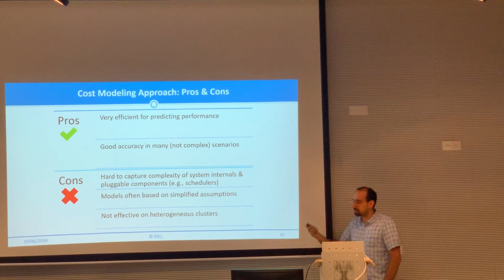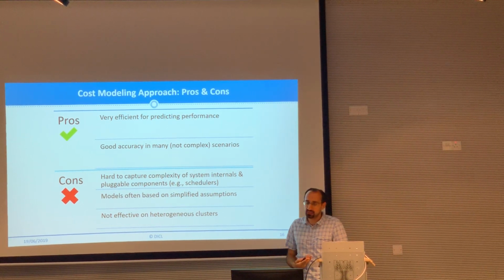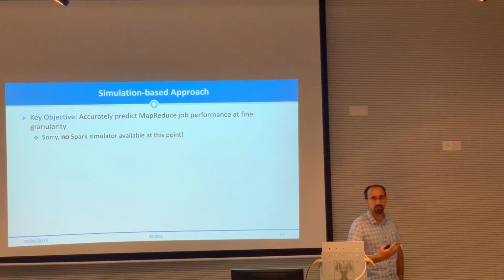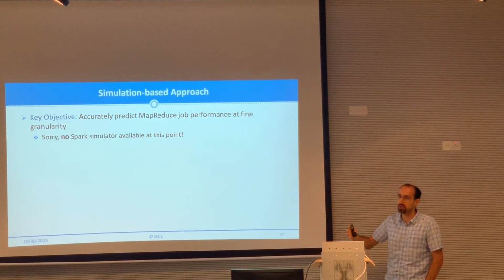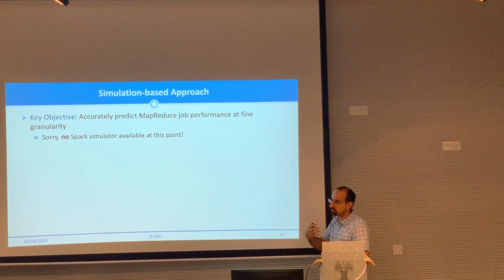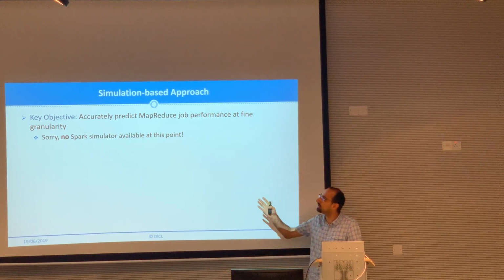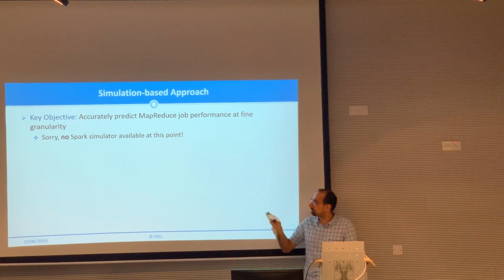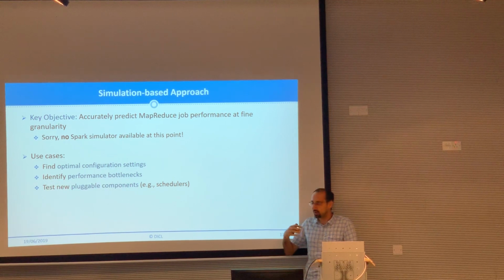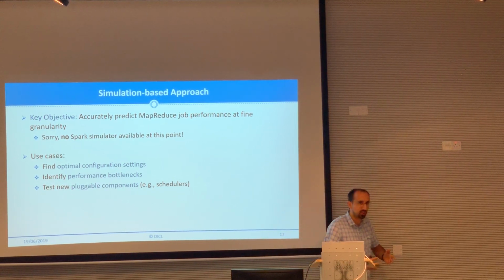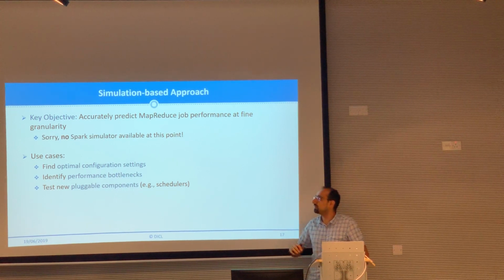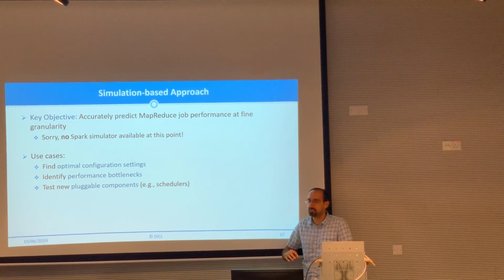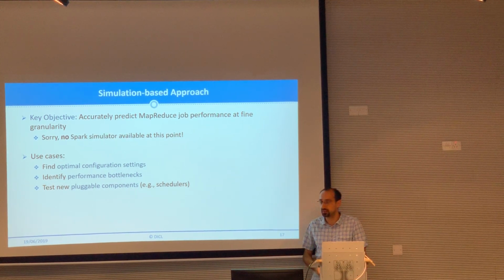So to address this complexity of the systems, there are a lot of people who came out and said, let's just build a very good simulator that will simulate how MapReduce actually executes, and then we can use that to predict and optimize. And I'm saying MapReduce here because to this point there is no Spark simulator available for doing the same thing. So a simulator can be used, of course, for finding the optimal configuration settings, but it can also be used for other interesting use cases, such as identifying performance bottlenecks or testing new pluggable components such as schedulers.